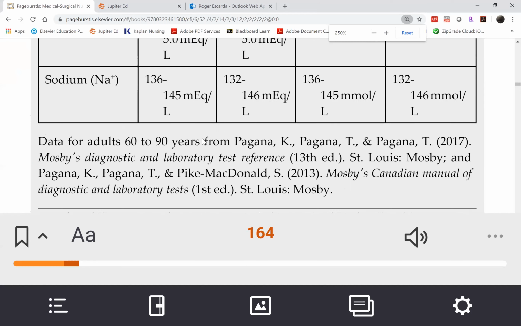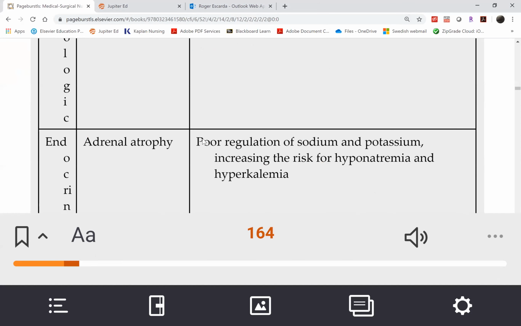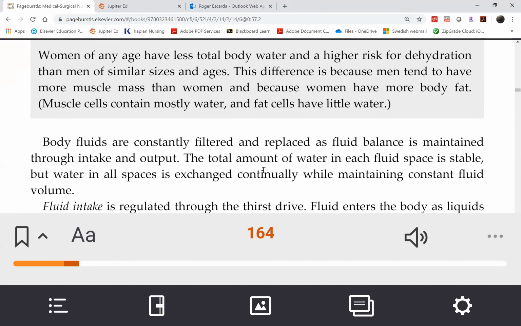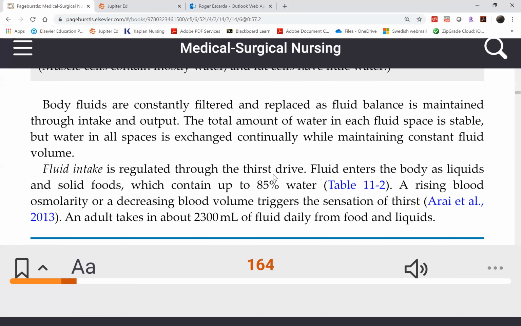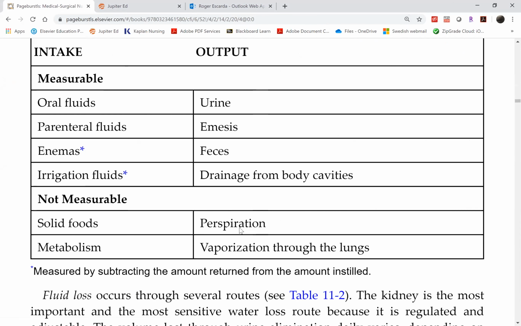For output, obviously, if anything wet in the same way comes out of the patient, we measure it. Except, of course, we can't measure how much perspiration or how much we lose in the lungs. These will be accounted for, though, when we talk about fluid restriction, which I'll explain shortly. So urine, emesis, feces.